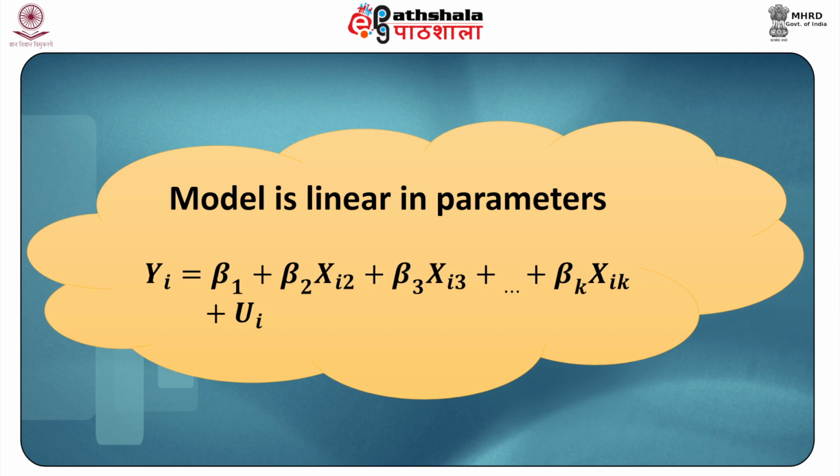What are the assumptions? The first assumption is that the model is linear in parameters. So if I rewrite my model and show it to you, we said yi is equal to beta 1 plus beta 2 xi2 plus beta 3 xi3, and so on till beta k xik plus mu i. Now this is the same as in simple linear regression analysis.